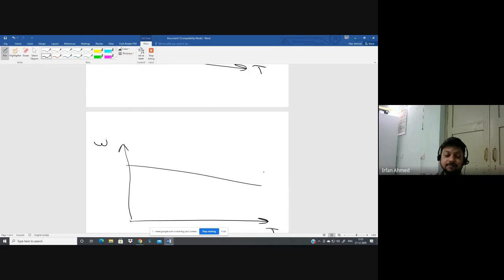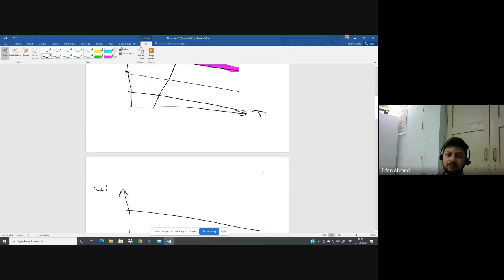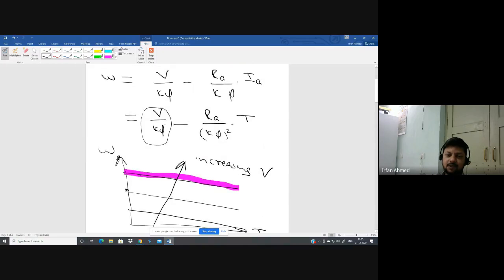So where was I? To obtain speed above the rated speed we have to decrease the field flux. And how do you decrease the field flux? By decreasing the field circuit voltage. Okay, clear?